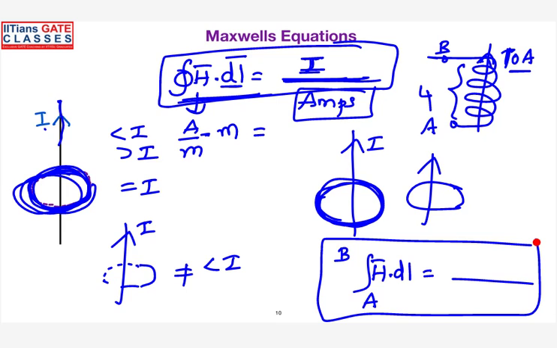$40. Others? Is it 40 or 10? 10 for each loop, and 4 loops, so 40.